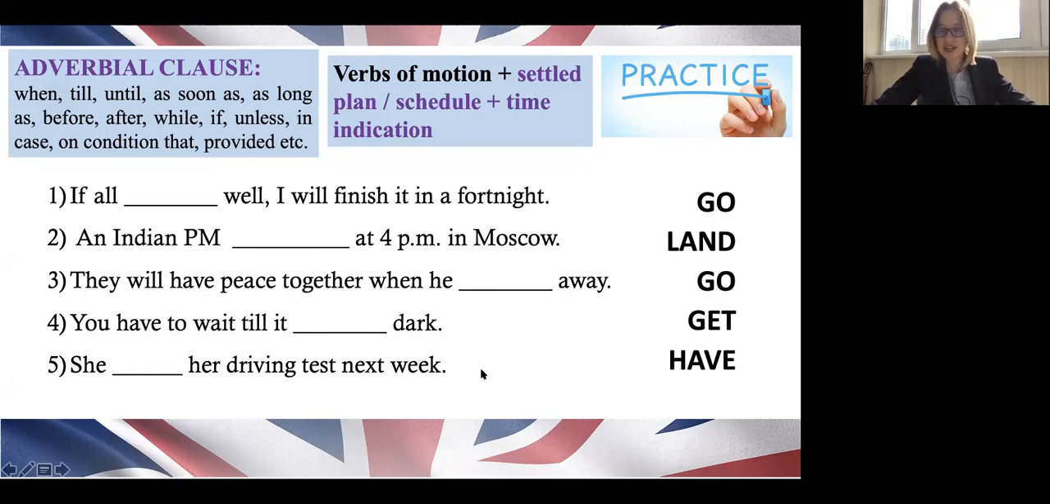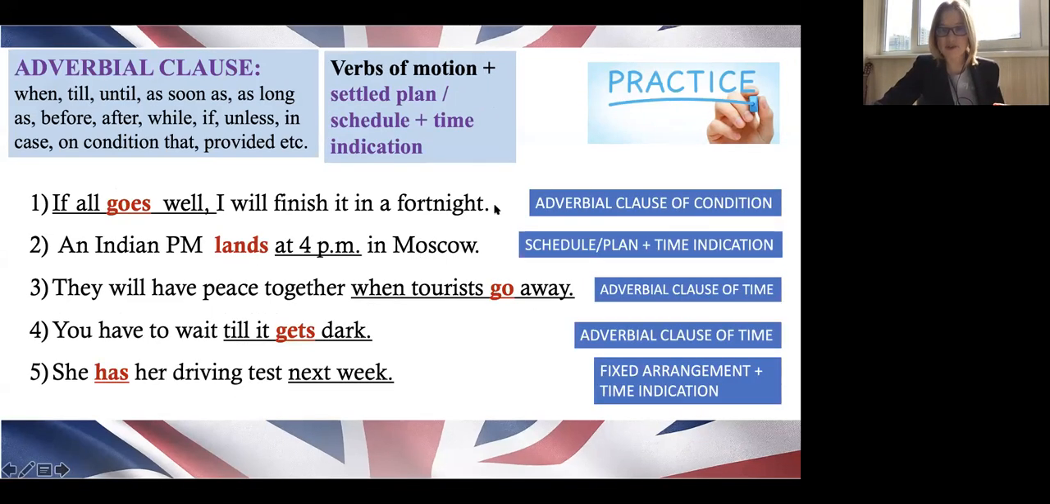Yes, okay. Quite easy for you, but now let's complicate it a little bit and take a look at the meaning that is used. In example number 1, we have, if all goes well, I will finish it in a fortnight. It means in 2 weeks, right? So if all goes well, we have here the subordinate adverbial clause of condition. Under the condition that everything goes well, I will finish this task, for example, in a fortnight.